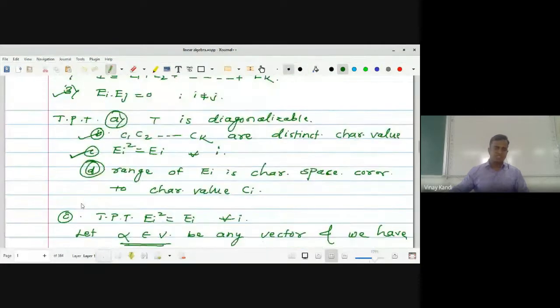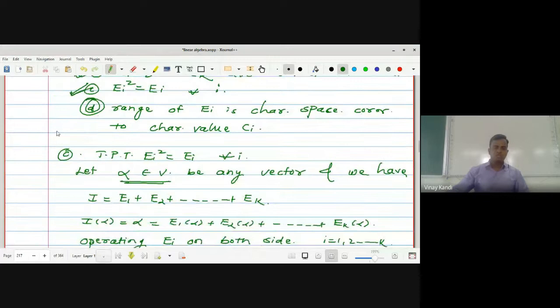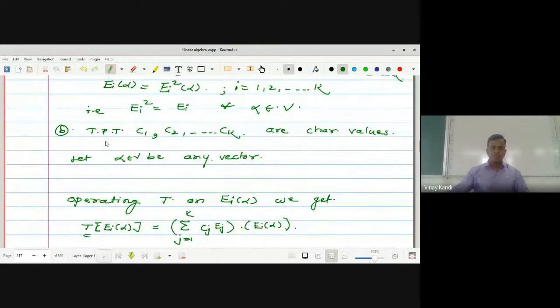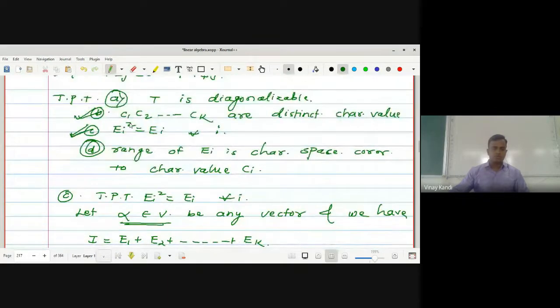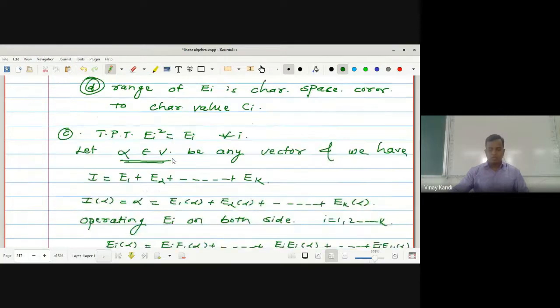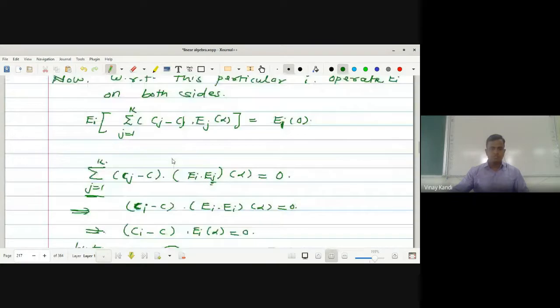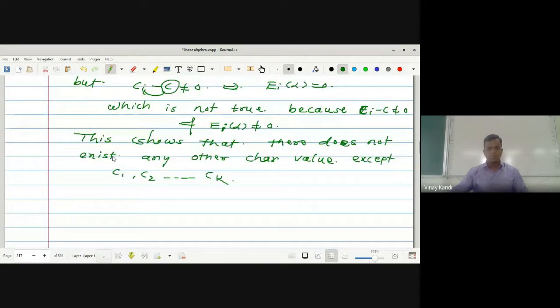Okay, of these, we have proved C and B. This one and this one. We proved Ei squared is equal to Ei, and the part that c1, c2, up to ck are the distinct characteristic values. Now we have to prove part A. What is part A? Look here. c1, c2, up to ck are the characteristic values of T.